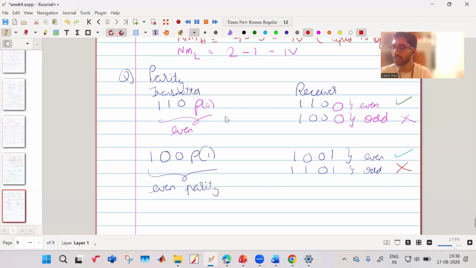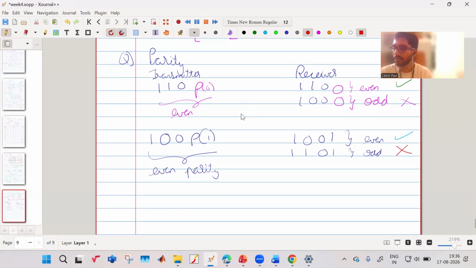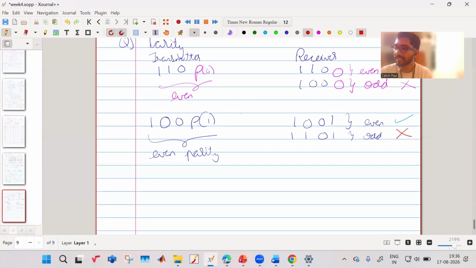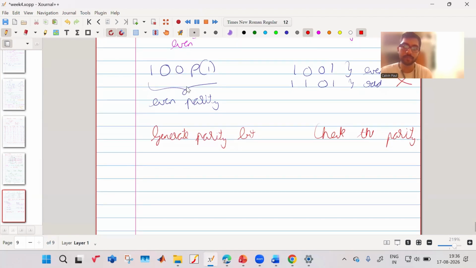So this is the concept of parity. At the transmitter side, you have to generate the parity bit, and at the receiver side, you need to check the parity. There are certain circuits for doing that.